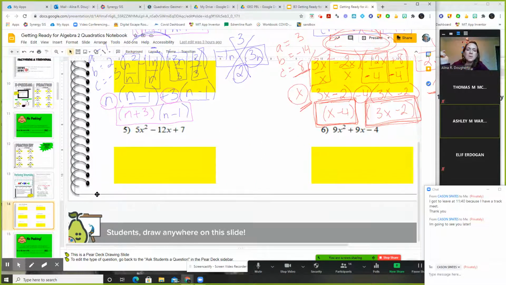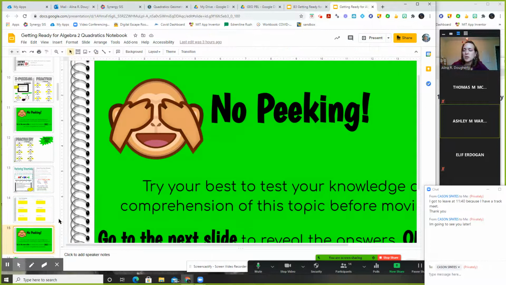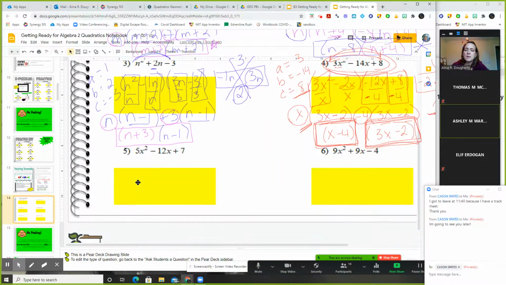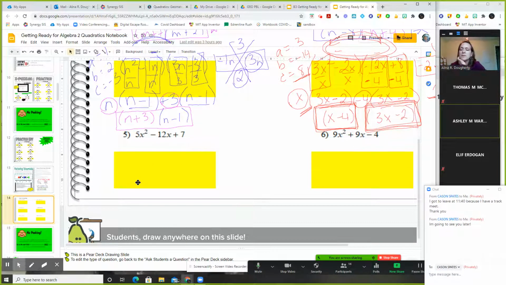All right. We just did one with a leading coefficient. Oh, yikes. What happened? So how do I do number 5? Somebody else talk. My voice is getting tired. Crickets.